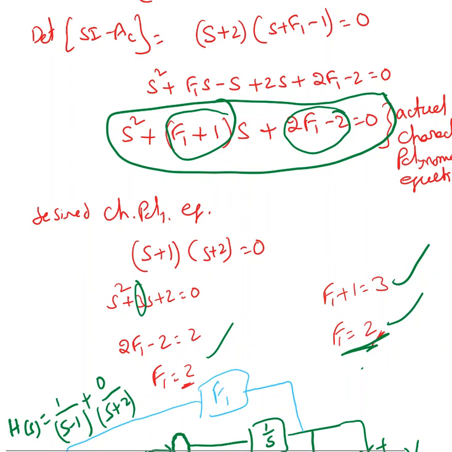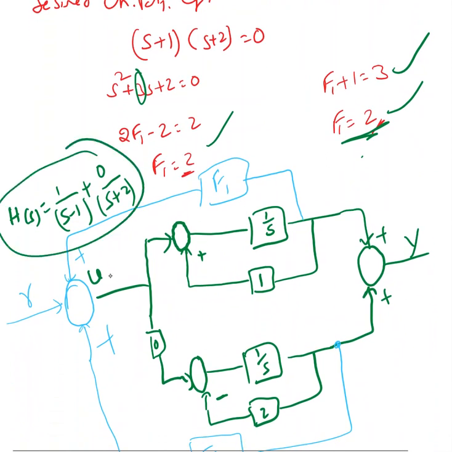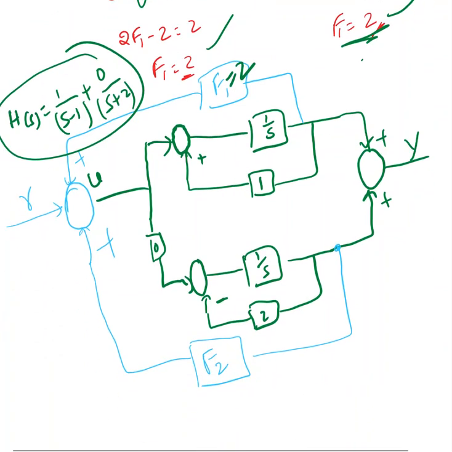Now he is asking us to draw the simulation diagram. Based on H of s, I drew the simulation diagram. The green one is the actual system. Now I'm designing a state feedback, so I have access to the state. Here is the feedback f1 and f2. f1 equal to 2 and f2 equal to any number. So there are many solutions. You can choose any number. This is the whole simulation diagram for the given system with the state feedback. Thank you.